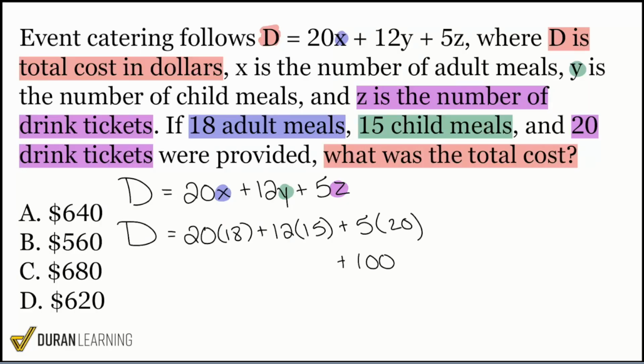And then we have 20 times 18 and 12 times 15. So let's go ahead and start with the 20 times 18. We can do some mental math here if we wanted to. Everybody think about it. What is 2 times 18? Not 20, but 2. 2 multiplied by 18 will end up being 36.